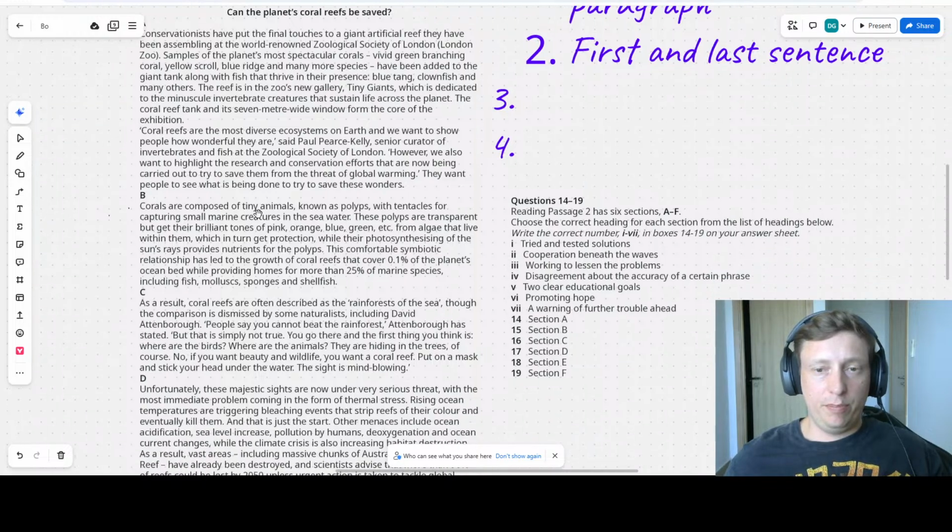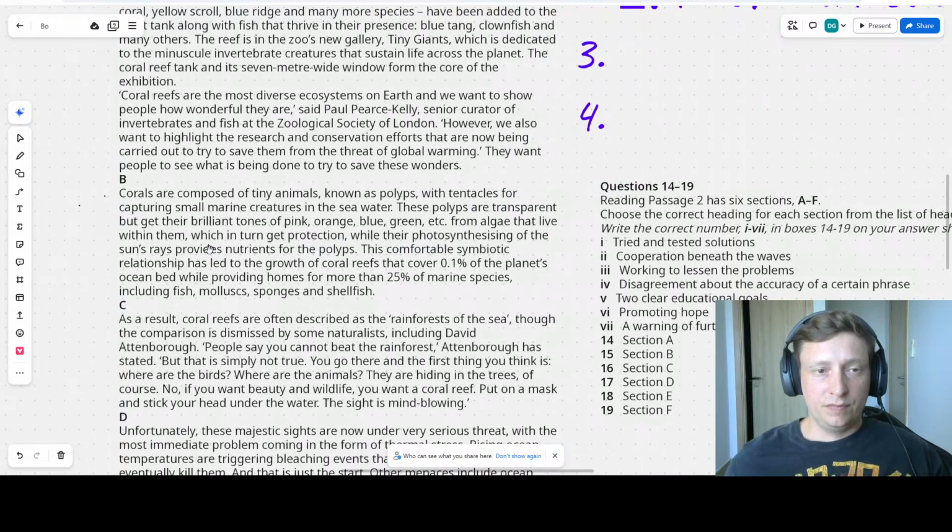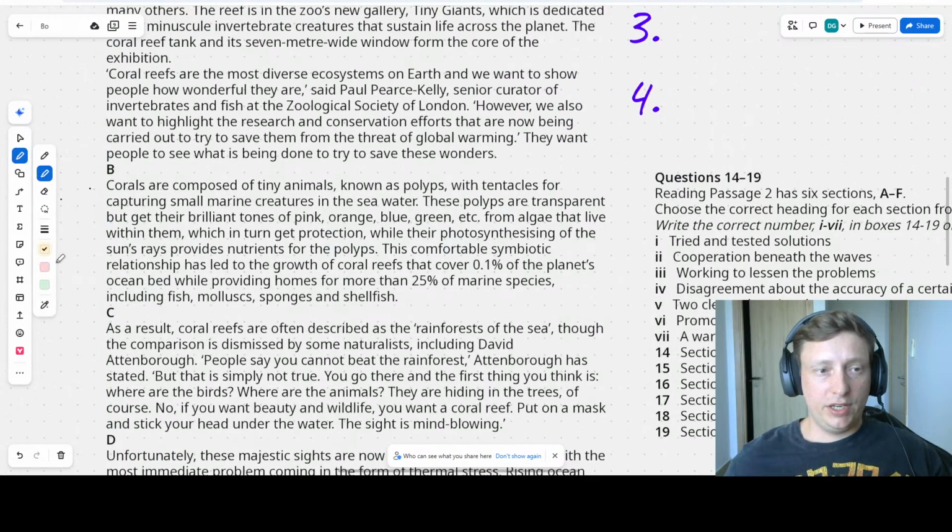So we can start with B, as it's a relatively short paragraph. And let's read the first sentence. So corals are composed of tiny animals known as polyps with tentacles for capturing small marine creatures in the seawater.